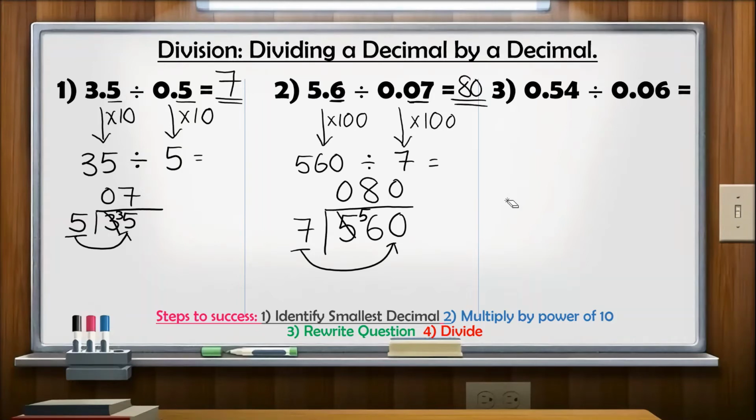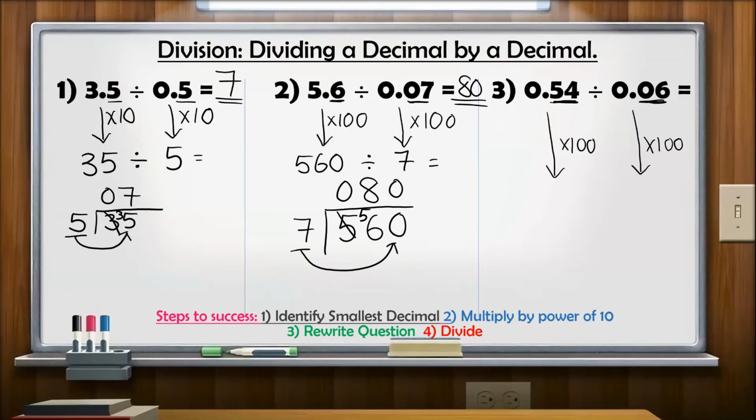Now moving on to my final example, 0.54 divided by 0.06. First, I'm going to identify the smaller decimal that I have in my question. And in this case, they both go to the place value of the hundredth column. So therefore, I will multiply each decimal by the same power of 10. Moving on to step 2, I need to multiply 0.06 by 100 to get it to a whole number. So therefore, I'm going to multiply 0.54 by 100 to get it to a whole number.